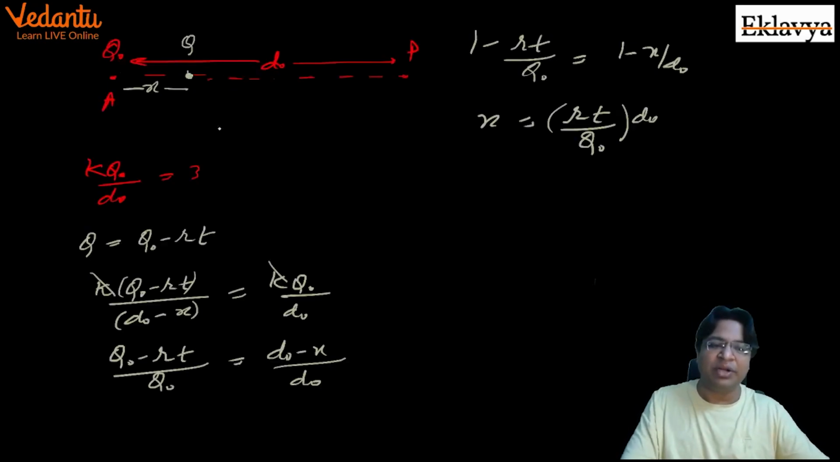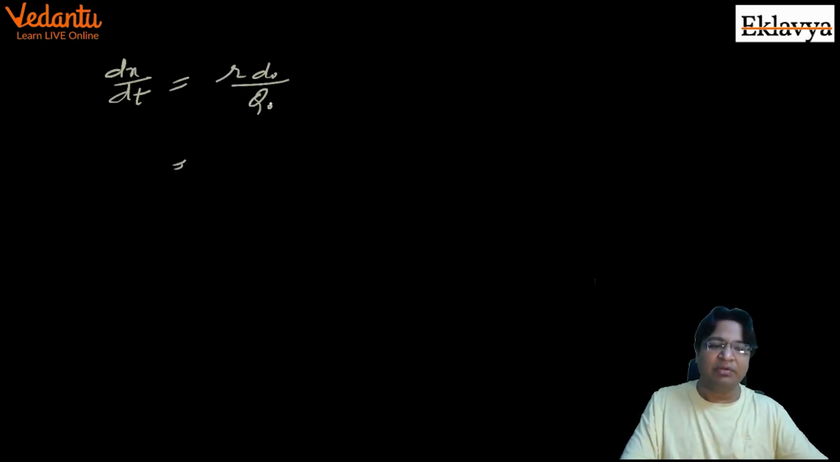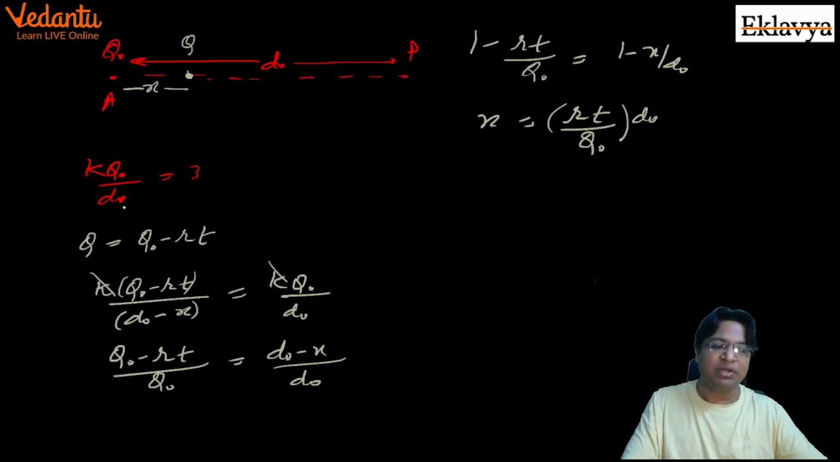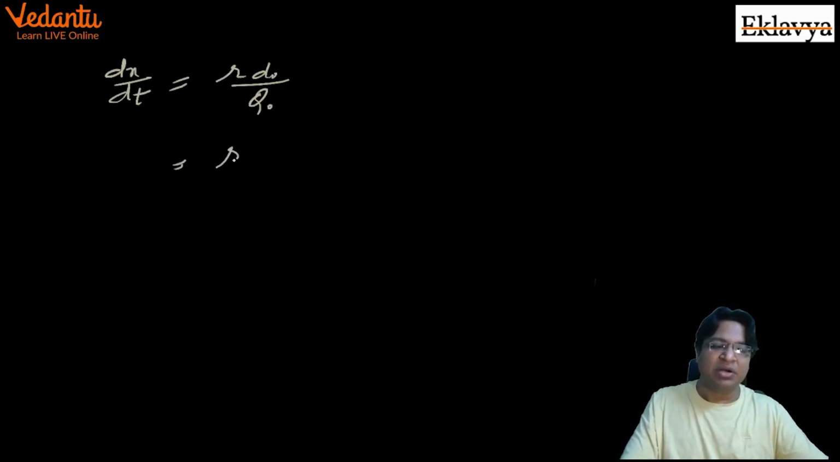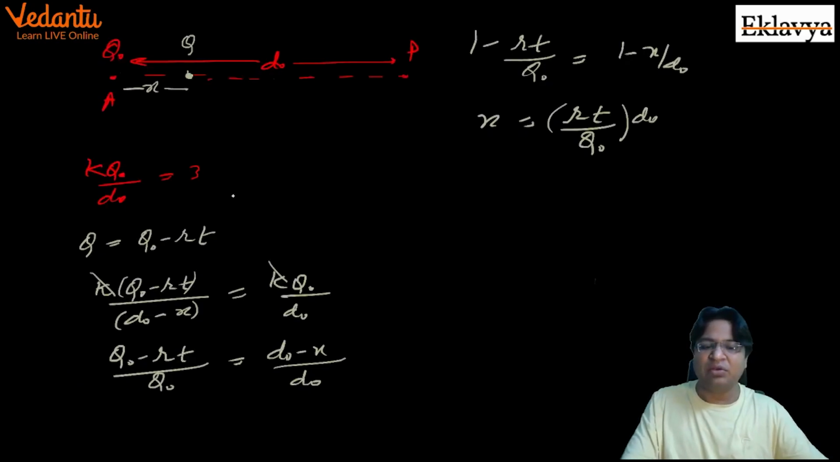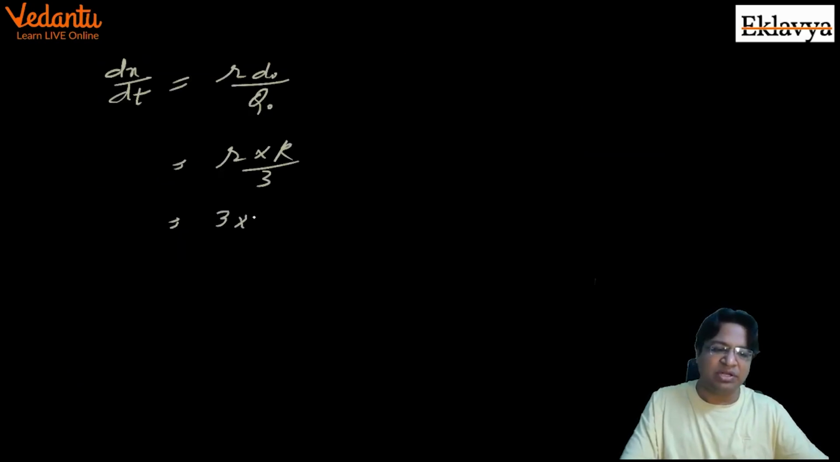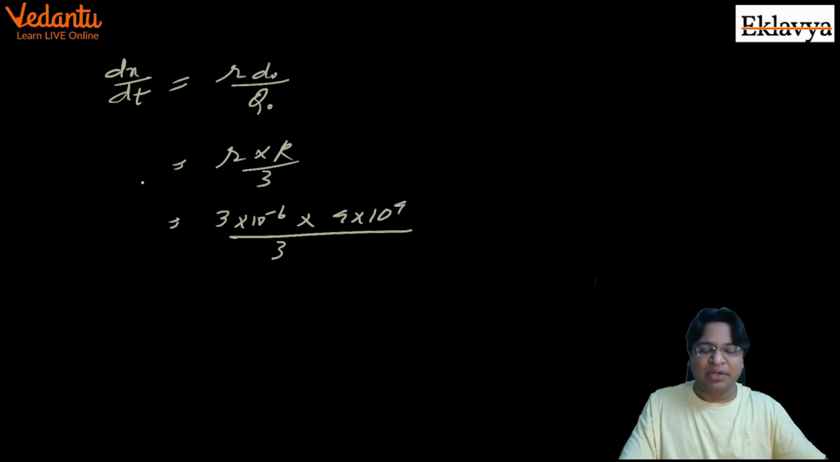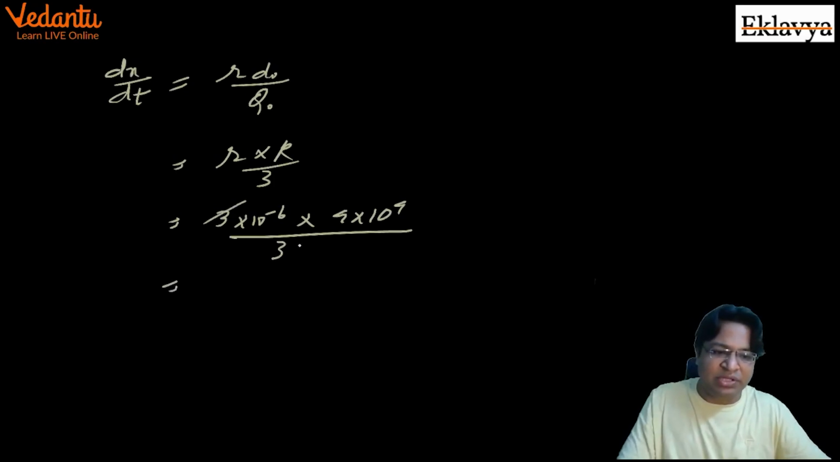Now this Q naught by D naught can be picked from here. We are looking for the D naught by Q naught ratio, which is K by 3. So R into K by 3. R is given to be 3 microcoulomb per second, so this is 3 into 10 raised to power minus 6. K is 9 into 10 raised to power 9, and 3 in SI unit volt. So this 3 gets cancelled. So this is 9,000 meter per second. So this is the speed.